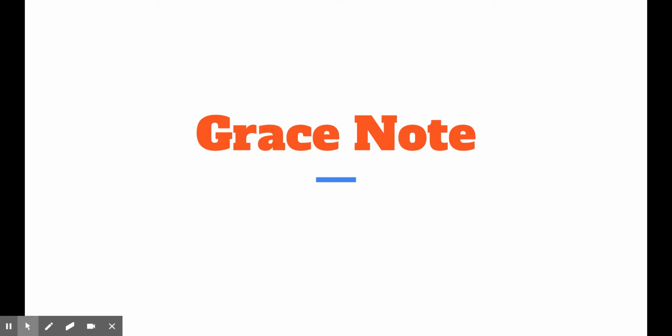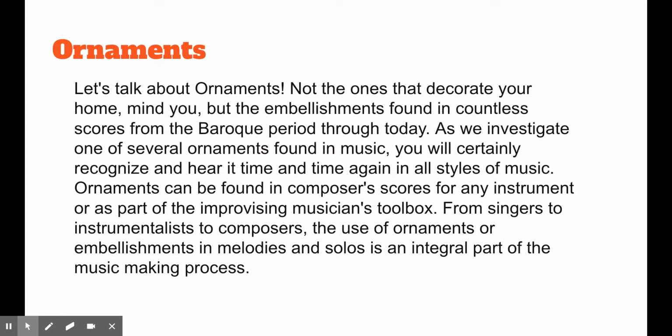Here are grace notes. And let's talk about ornaments. Not the ones that decorate your home, mind you, but the embellishments found in countless scores from the Baroque period through today. As we investigate one of several ornaments found in music, you will certainly recognize and hear it time and time again in all styles of music.